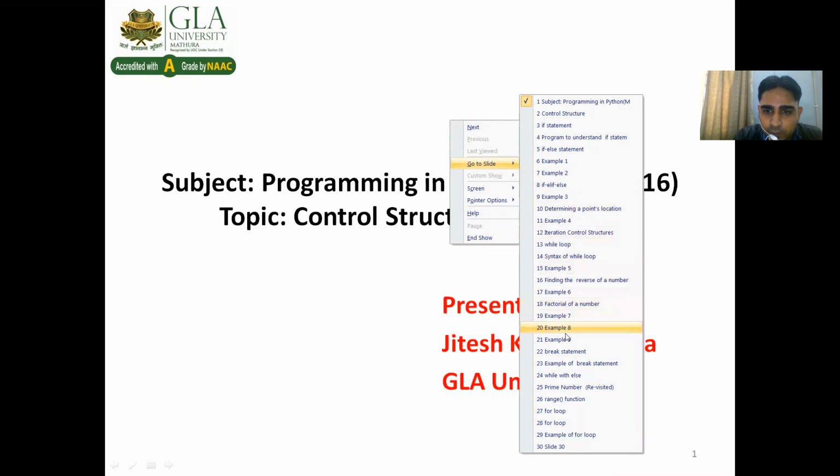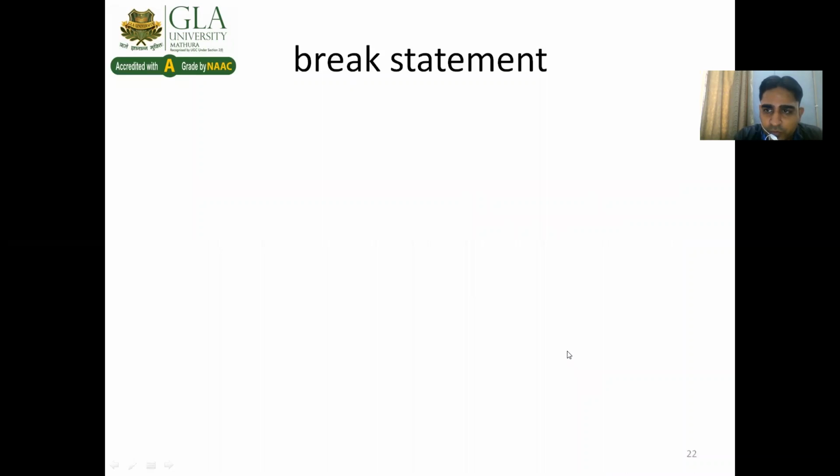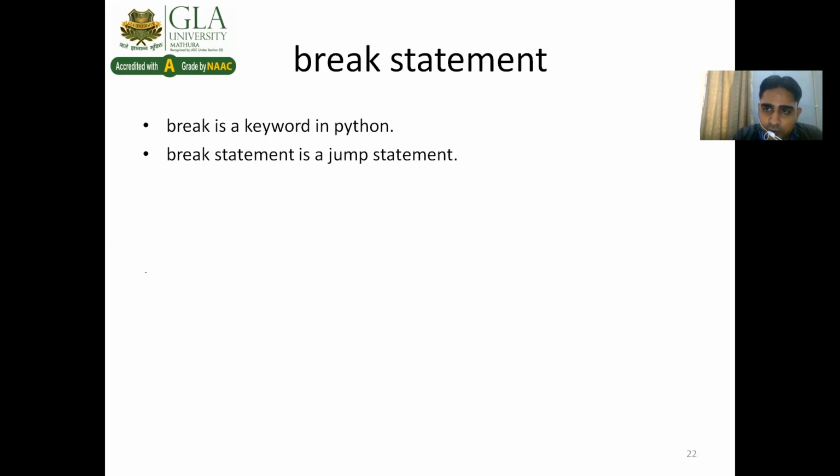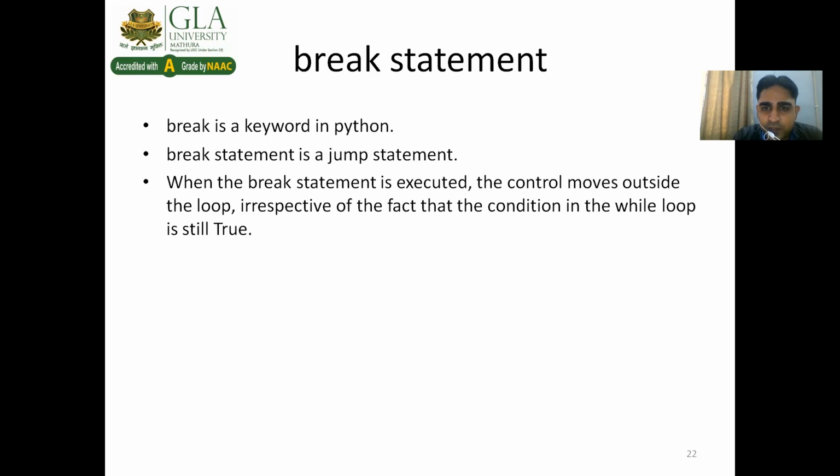So let me come to the break statement. The break statement is something which, when executed, moves you out of the loop. Break is a keyword in Python and it is actually a jump statement. When the break statement is executed, the control moves outside the loop, irrespective of the fact that the condition in the while loop is still true. So though the condition in the while loop was true, because the break statement got executed, the control moved out of the loop. This is another way of moving out of the loop. One way is making the condition false, and the other is executing the break statement.